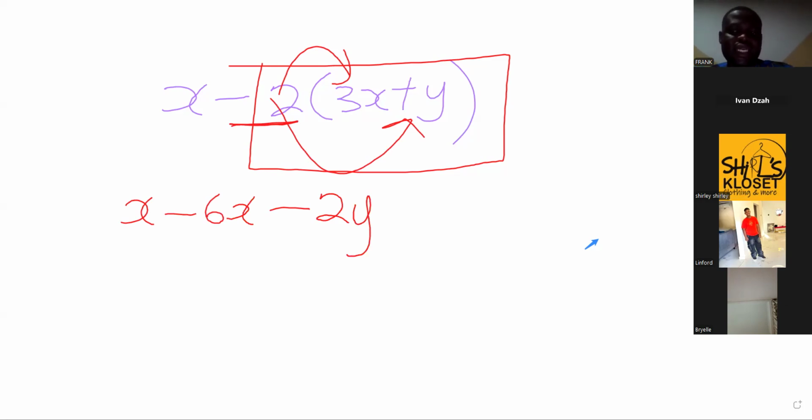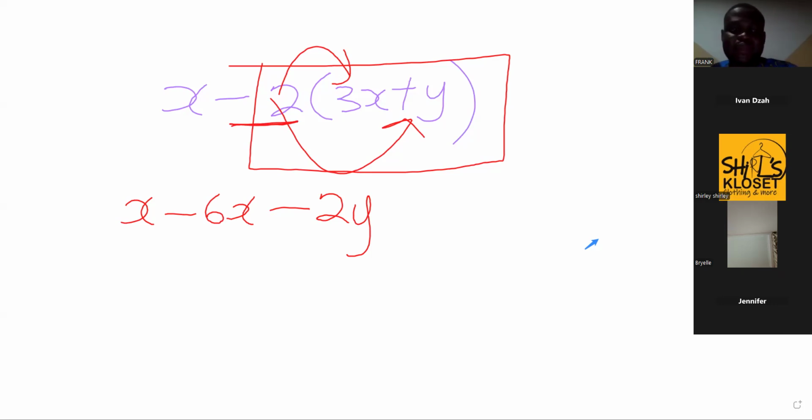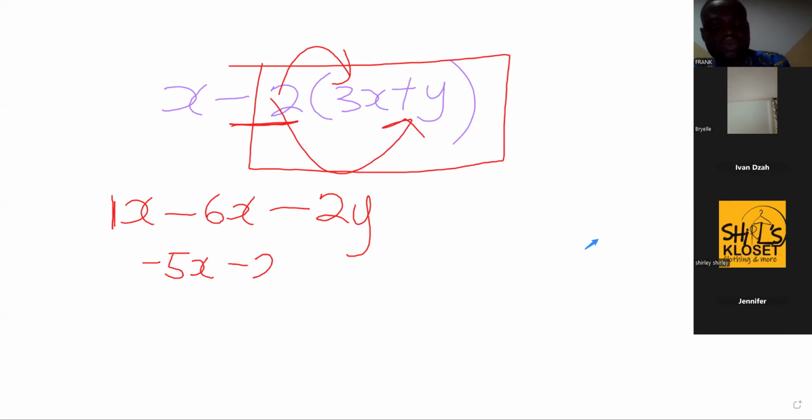So when you get here, then you are no more going to multiply, but you're going to subtract. Then the idea we learned the other time is going to come to bear in the sense that we are going to look at like terms. x and 6x are like terms, so we are going to subtract. How do you subtract? You subtract their coefficients. So that's 1 minus 6, and that's negative 5x minus 2y, and that ends it for that.